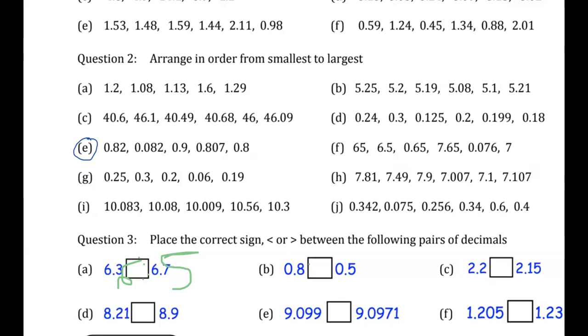So can you see the same decimals? This one is going to be 0.820, 0.082, 0.900, 0.807, 0.800. So you now will look at which one is smaller.